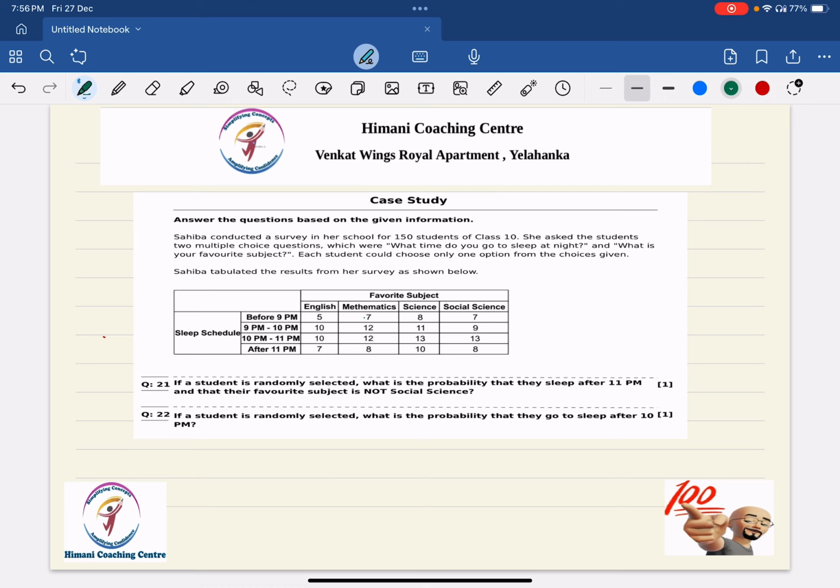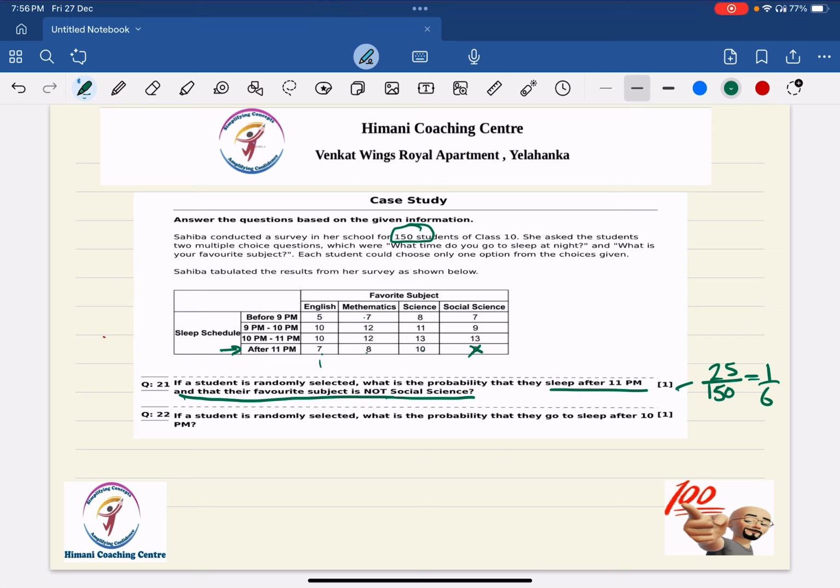Now let us look at the question. It says if a student is randomly selected, what is the probability that they sleep after 11 p.m. and their favorite subject is not social science? See, the total number of students is 150. Sleep after 11 p.m. means we have to look at the last row. Their favorite subject is not social science, so remove this. So find the sum of 7, 8 and 10. 7 and 8, 15, and 10, 25. So the probability is going to be 25 over 150, which is 1 by 6.